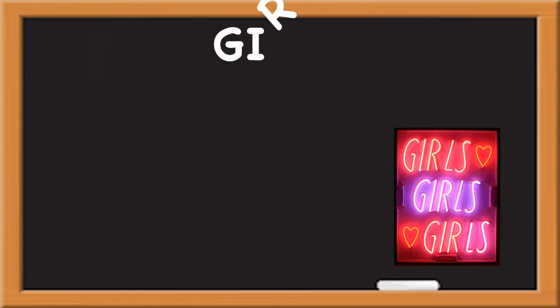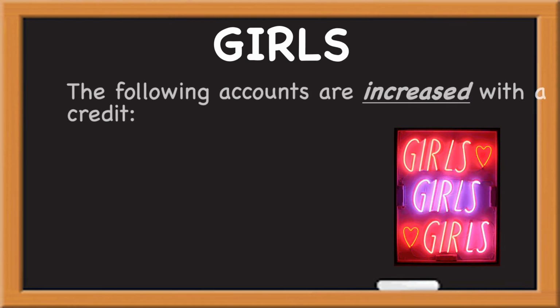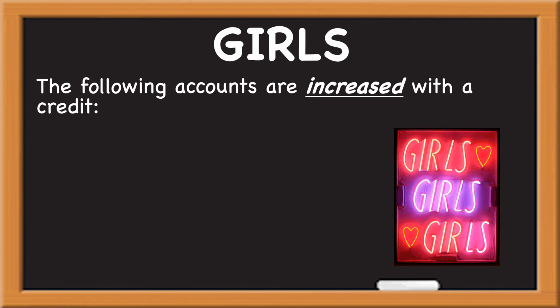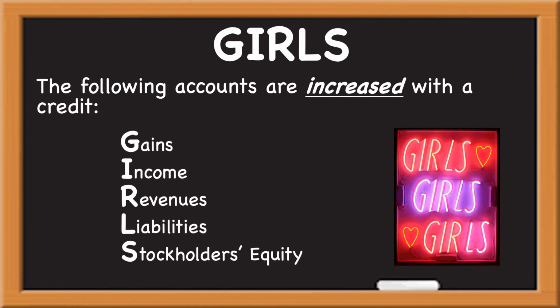Another acronym you may find helpful is GIRLS. This helps you remember what accounts are increased with a credit. The following accounts you'll credit to make go up: gains, income, revenues, liabilities, and stockholders' equity. That's how you get GIRLS.